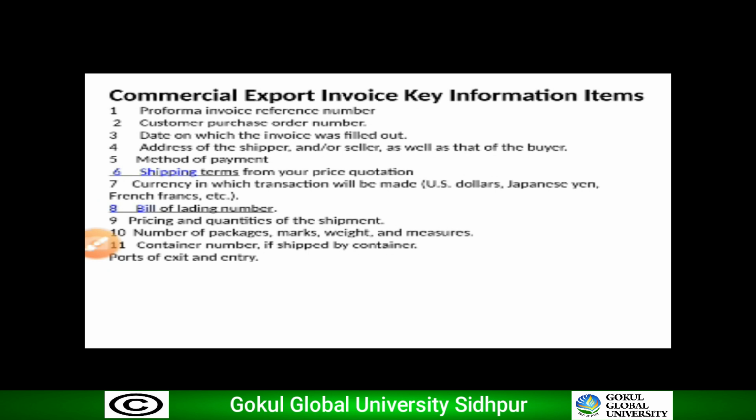Fifth, method of payment. Select which method of payment you have chosen. Sixth, shipping term from your price quotation, which price you have decided for sales. Seventh, currency in which the transaction will be made: US dollar, Japanese yen, French franc. If you export to Japan, Japan can pay in Japanese currency. Eighth, bill of lading number. Mention the bill of lading number.